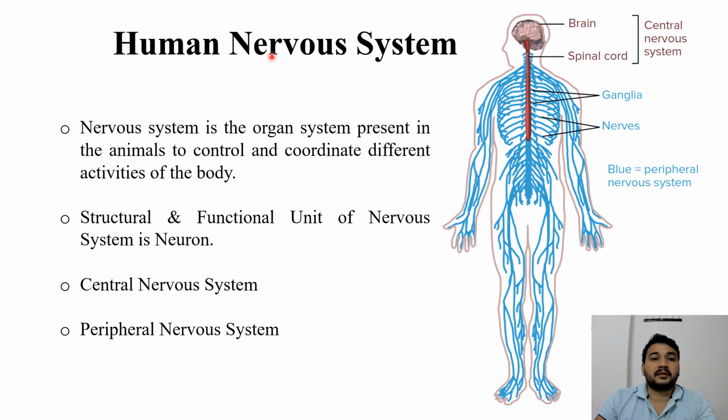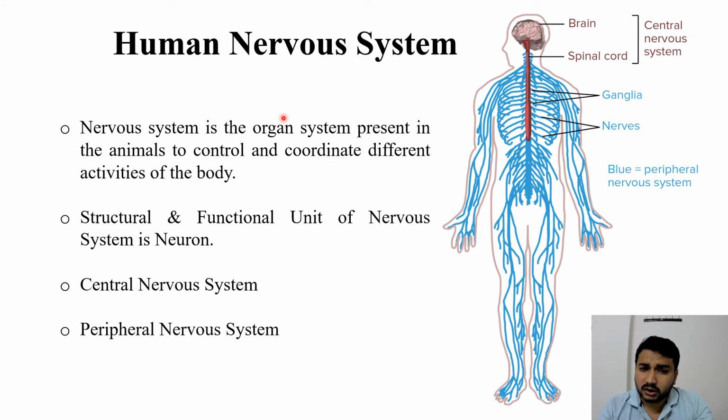So, the human nervous system consists of two types. The first one is the central nervous system, shown in red color in this image, and the other is the blue structure shown in these figures, known as the peripheral nervous system. The brain and spinal cord are called the central nervous system.